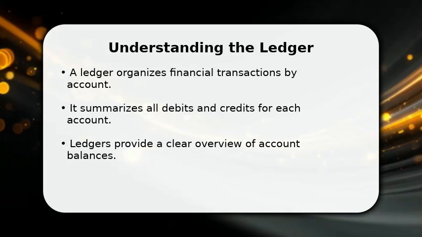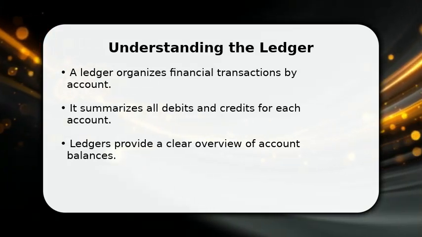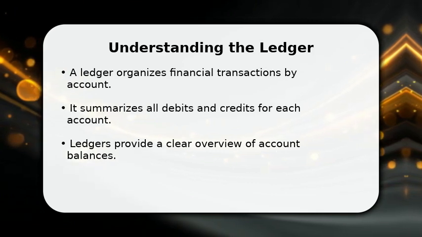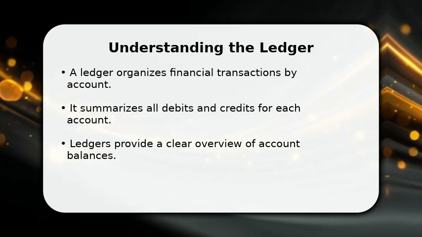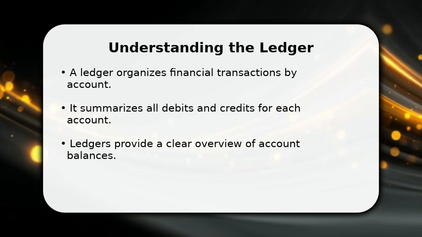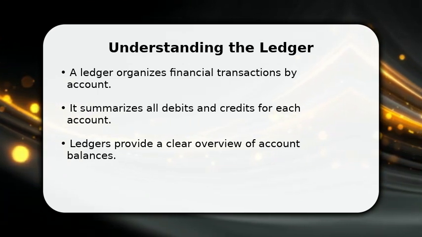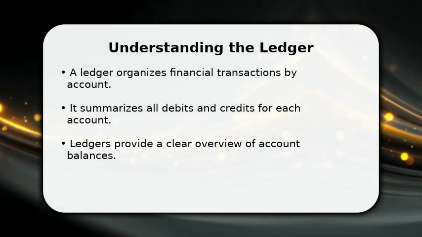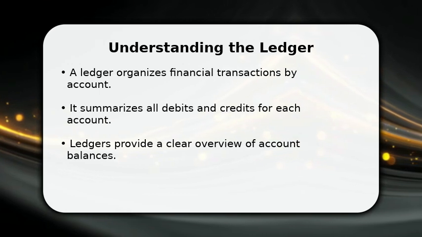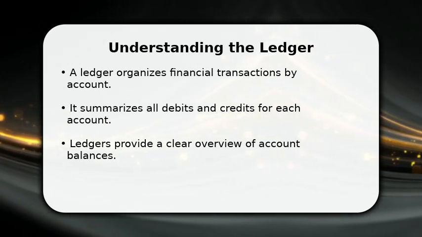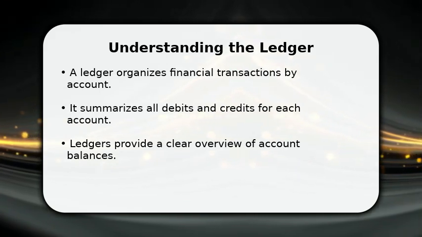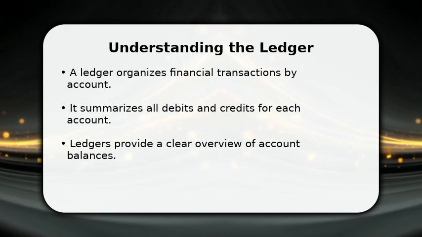In this video, I will explain how to make a ledger from journal entries. First, understand that a ledger is a collection of accounts that summarizes all transactions. Each account, like cash or accounts payable, will have its own page or section. You'll transfer information from your journal entries into these specific ledger accounts, ensuring every transaction is categorized correctly. This process helps you see the overall financial position of each account.